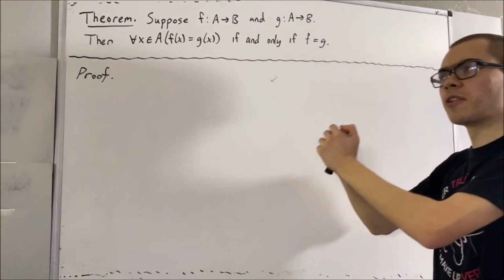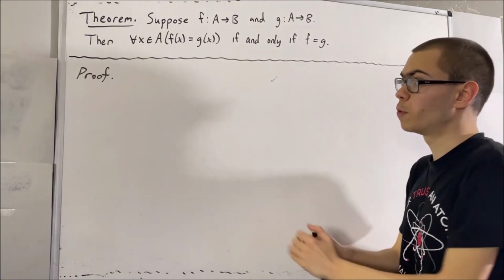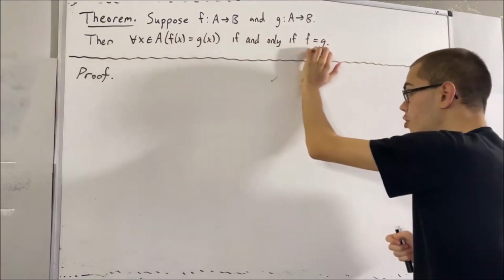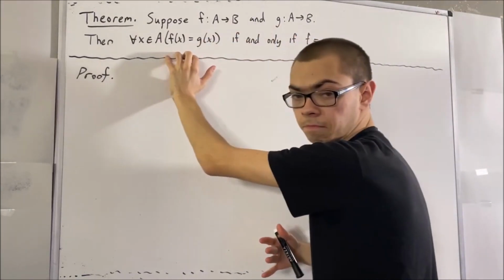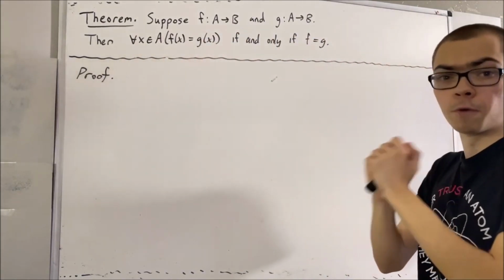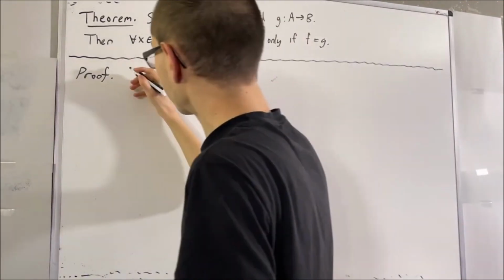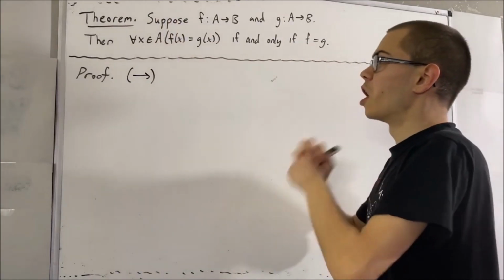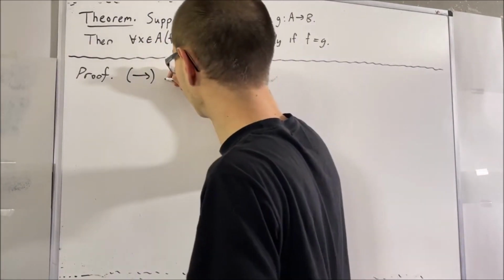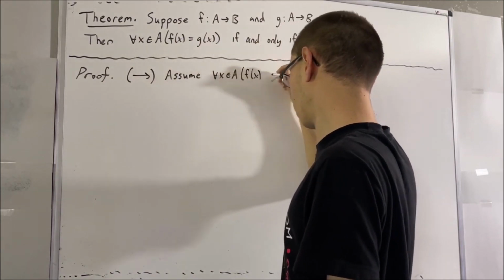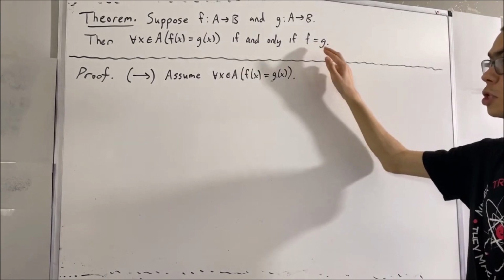Now notice this theorem contains if and only if. So you can imagine what we're gonna do is we're gonna prove that if this is true, then this is true. And we're gonna prove if this is true, then this is true. So let's start by proving the forward. We're going to prove that if this is true, then this is true. So, assume for every x in A, f of x equals g of x. Now, our goal is to prove that f equals g.